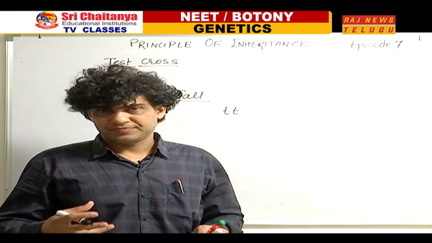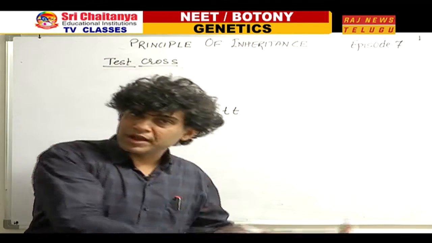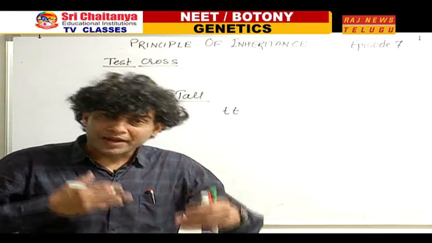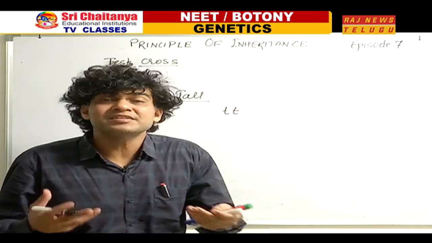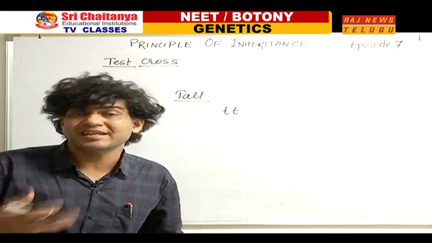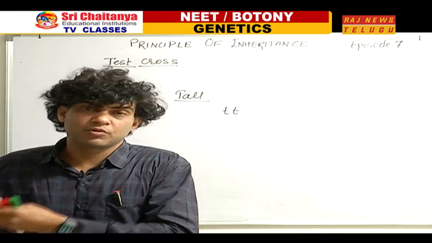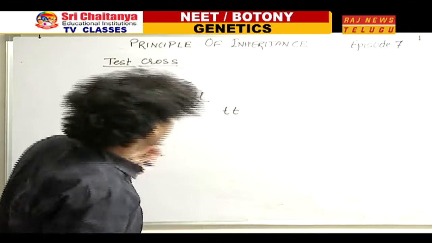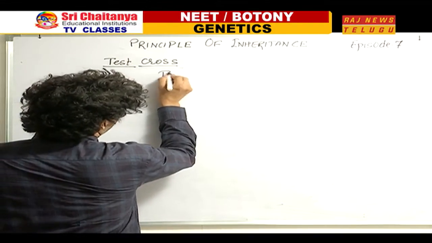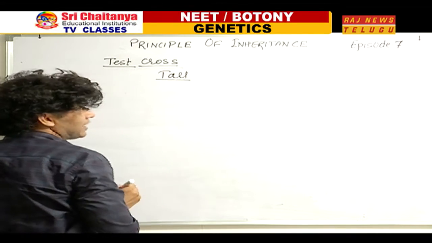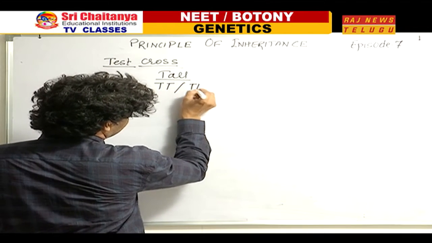To know whether the dominant phenotype showing plant is homozygous or heterozygous, there is a provision of a cross. That cross is known as a test cross. As the name indicates, this cross helps to test. What test? It helps to test whether the dominant phenotype showing plant is homozygous or heterozygous. So what is the provision in the test cross? Our tall phenotype may be either homozygous tall or heterozygous tall.